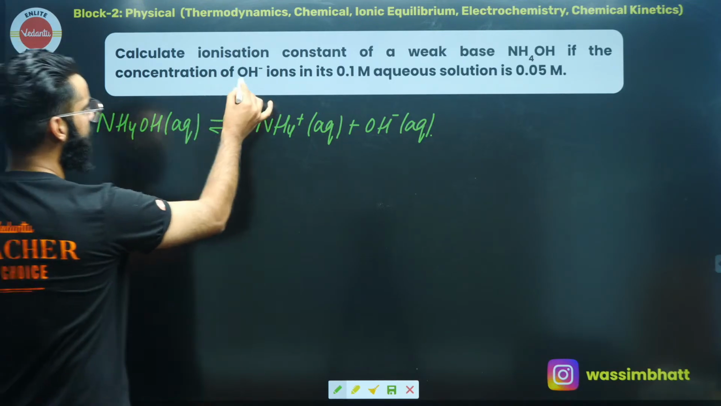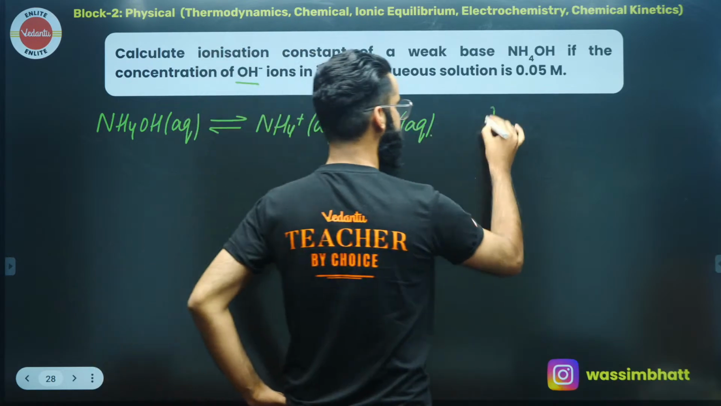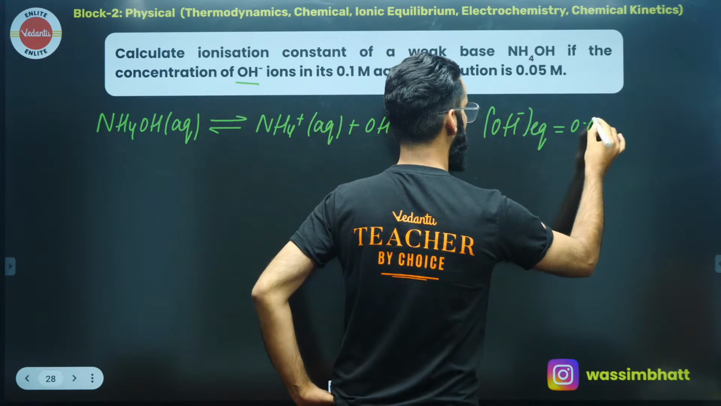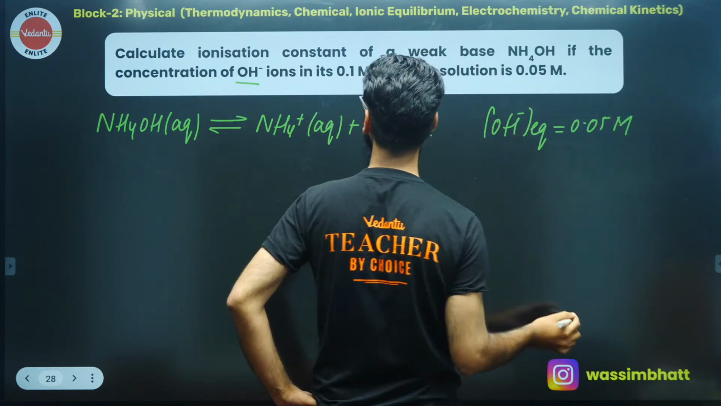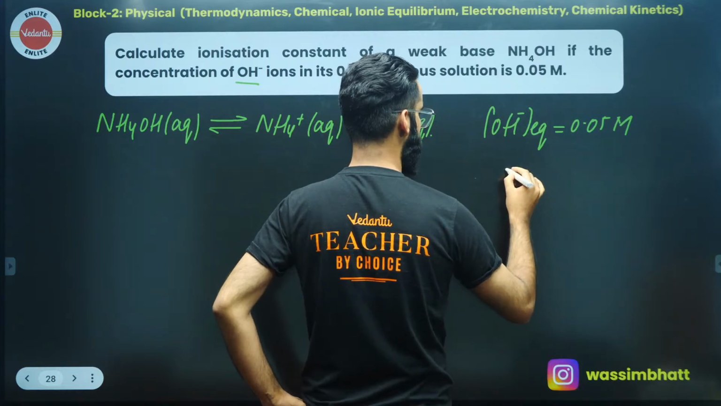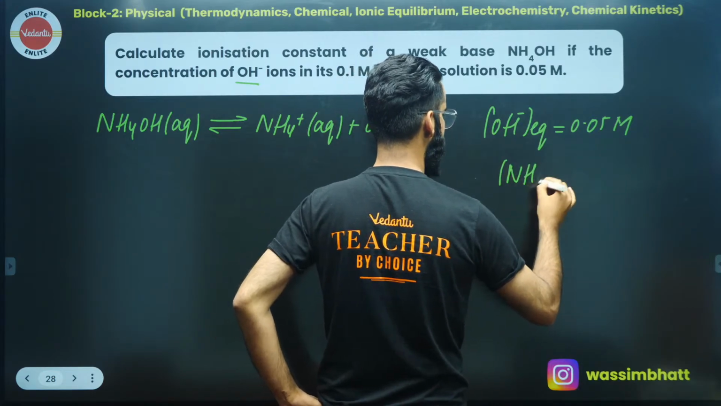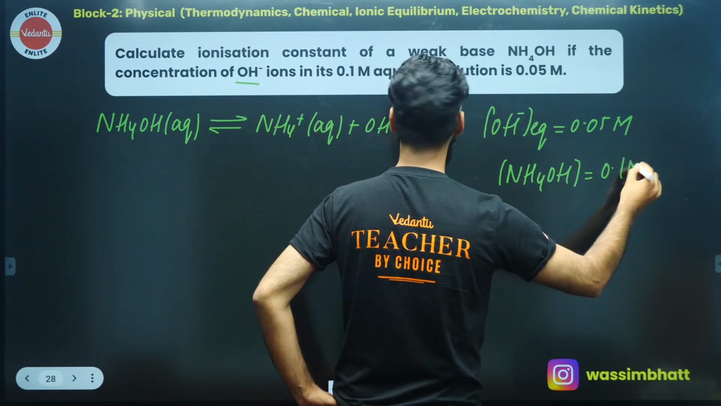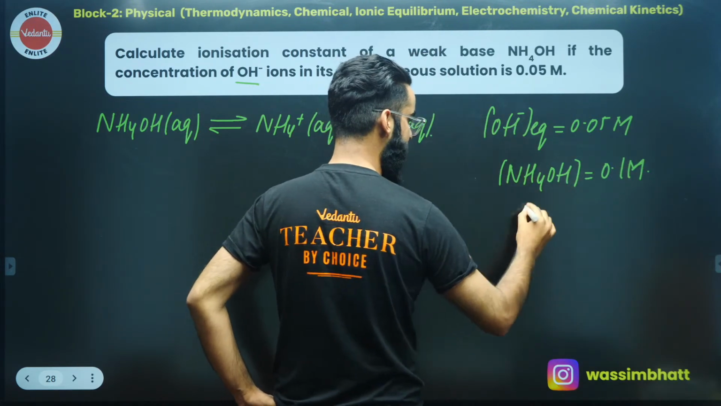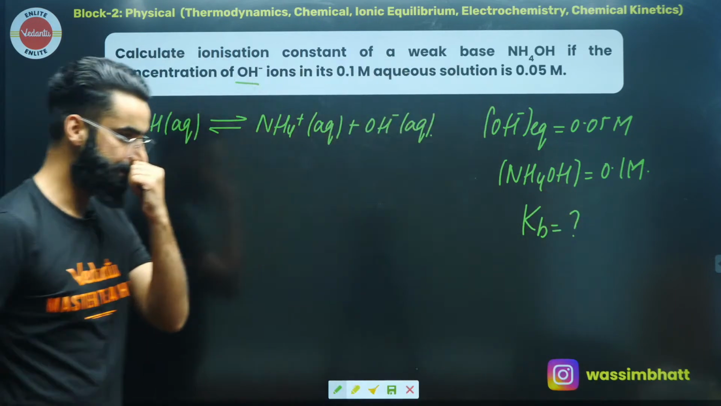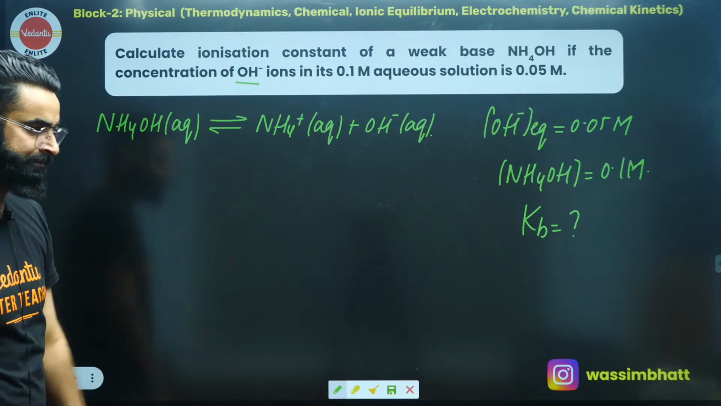Okay. Now, guys, what is given to me? The concentration of OH negative is given to me as 0.05 molar in the container at equilibrium, right? And the concentration of NH4OH in the beginning is given to me as 0.1 molar. What do I need to calculate? We need to calculate the ionization constant of the weak base, which I represent with Kb. Perfect. So how do we solve this particular question?